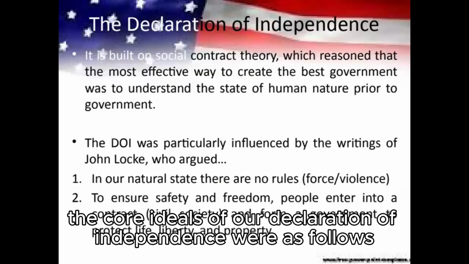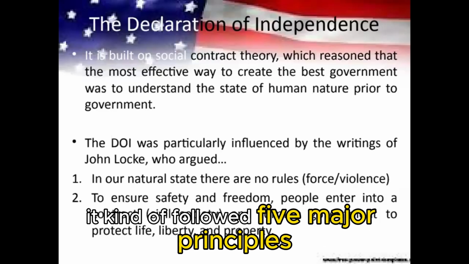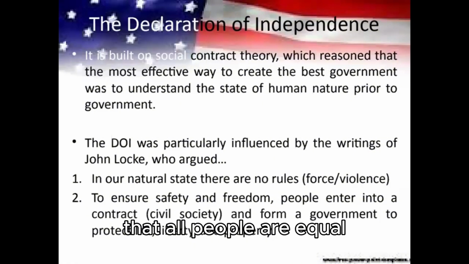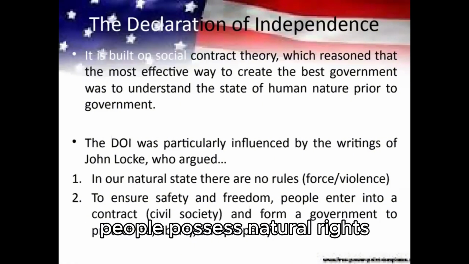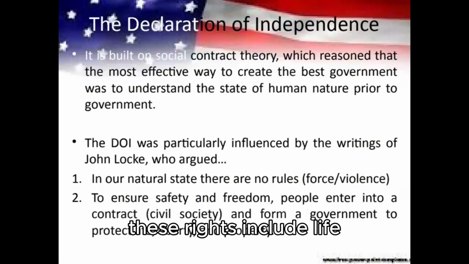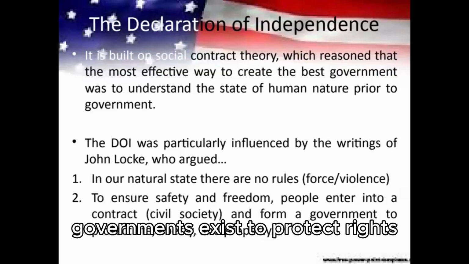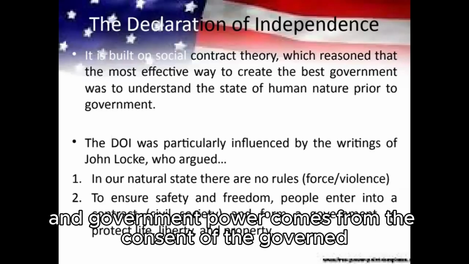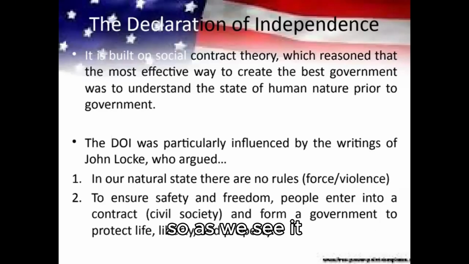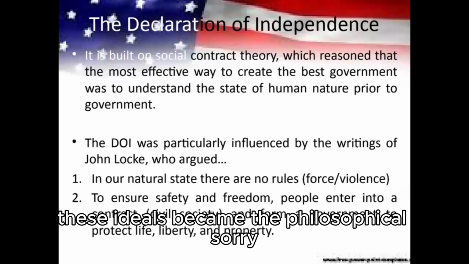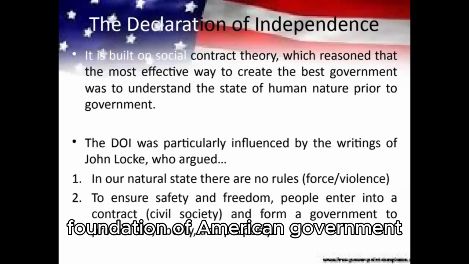With that, the core ideals of our Declaration of Independence were as follows. It followed five major principles: that all people are equal, and people possess natural rights. These rights include life, liberty, and the pursuit of happiness. Governments exist to protect rights, and government power comes from the consent of the governed. So as we see it, these ideals became the philosophical foundation of American government.